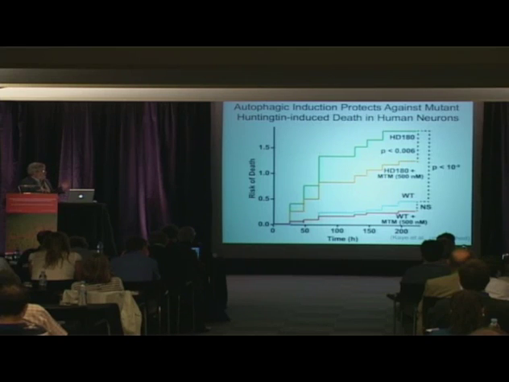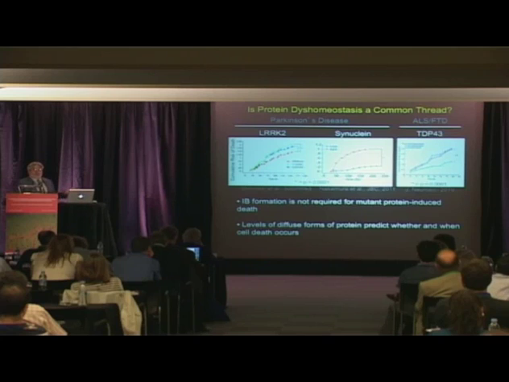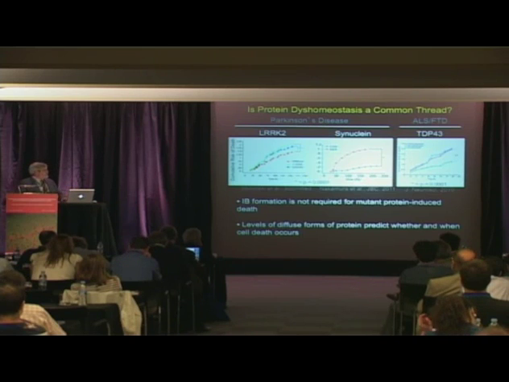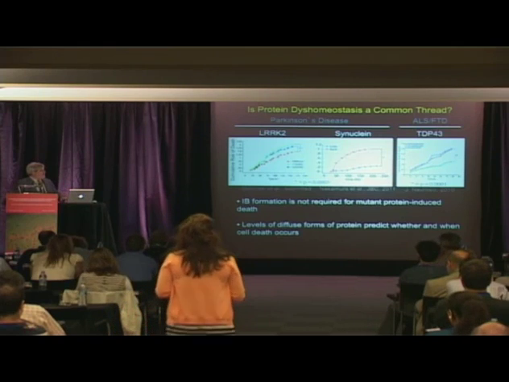Now, our lab has branched out from Huntington's disease to develop ALS models and Parkinson's disease models, and so one of the things we've been interested in is, is protein dyshomeostasis a common thread? And one of the things we've noticed as we've studied our LRRK2 models, synuclein, TDP-43, is that in none of these is inclusion body formation required for the death that we see. And in all of them, those diffuse levels of the protein seem to be important. So one of the things we wanted to do with these autophagy inducers was to also test whether they might be beneficial in other forms of neurodegenerative disease.